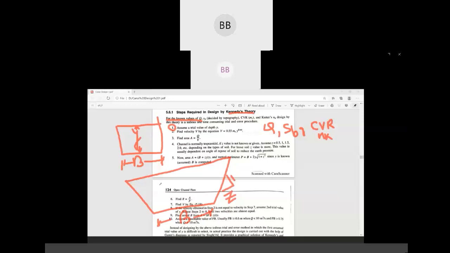So when we design, our aim is to find out what will be the maximum depth of that particular channel. Our aim is to find out what will be the maximum depth of the channel, what will be the width of the channel, and what will be the side slope for a trapezoidal channel, with known discharge, known bed slope, critical velocity ratio, and Kutter's n.